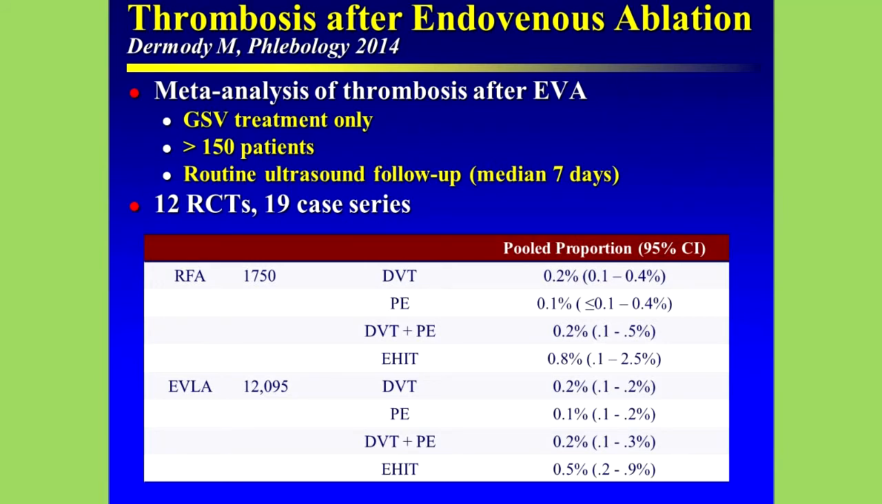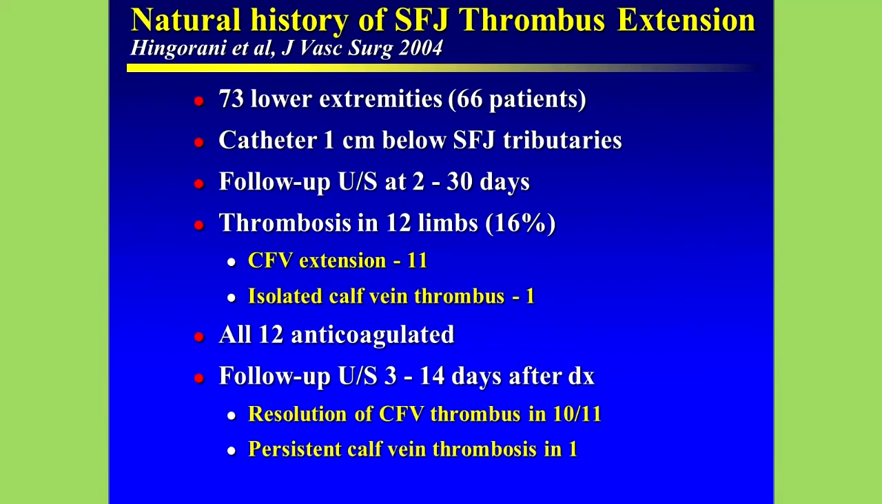You can see the results for radiofrequency and laser are approximately similar: a risk of deep venous thrombosis of about 0.2%, pulmonary embolism about 0.1%, and EHIT somewhere between 0.5% and 0.8%, with a median of about 0.1%. So I think that's the figure to take away from this in modern robust series looking at it.